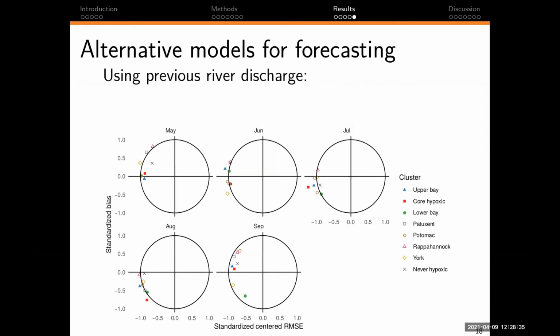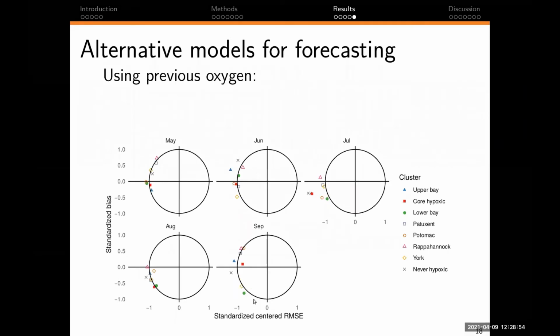This is the target diagram when I use the previously observed river discharge in the model. You can see basically all the points are along that circle, which is the boundary of model skill. So essentially, we don't really have any prediction skill here, with the possible exception of mid-September. And if we look at the models using previously observed oxygen, the skill is actually slightly even worse. Now we don't even have skill in September, and many of these predictions are far outside the circle. So neither of these models would really work for trying to forecast the future oxygen in the bay.